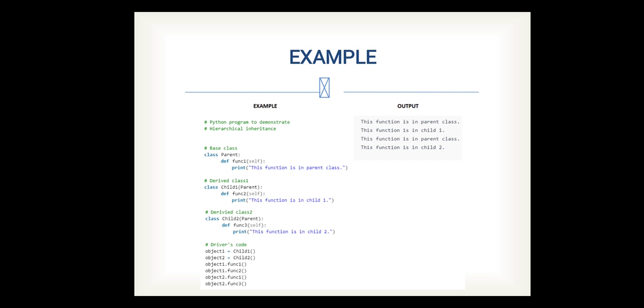Then again you use the object of the second child class and call the method of the parent class, and it again prints the message that this function belongs to the parent class. And when you call the method specified in child 2, the second child class, it prints the message that this function belongs to the second child. So this way you can apply hierarchical inheritance in Python.